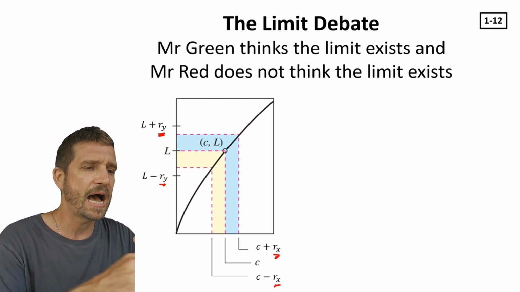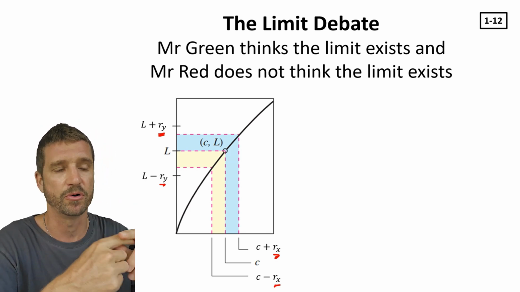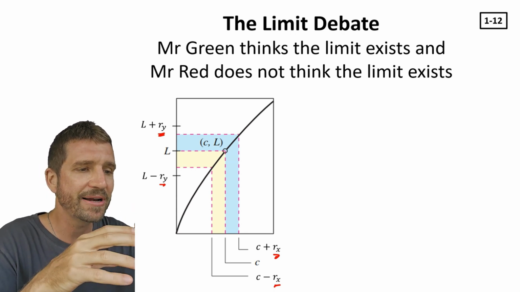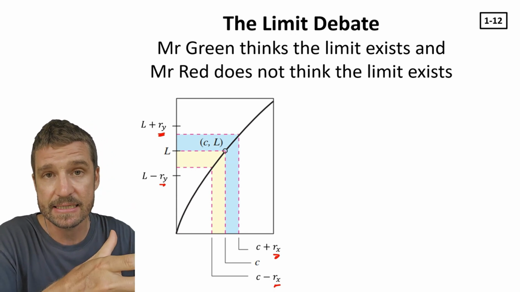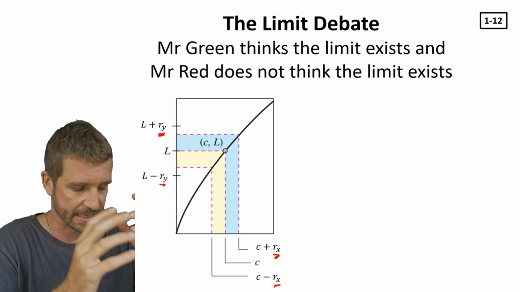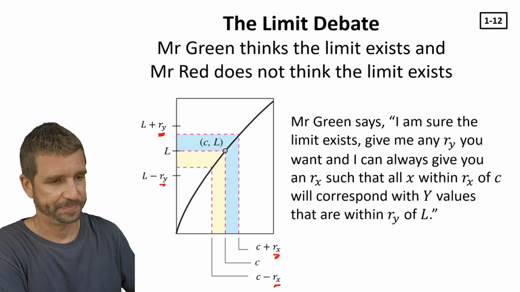The next thing is, imagine there's a debate going on. You have two people, Mr. Green and Mr. Red. Mr. Green thinks the limit exists, while Mr. Red does not think the limit exists. So the debate is going to go like this.